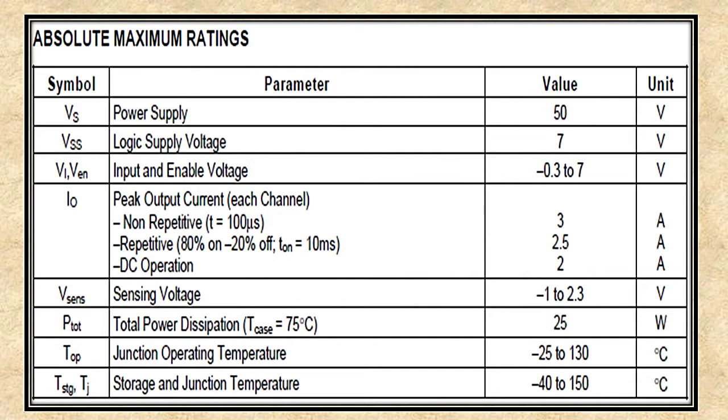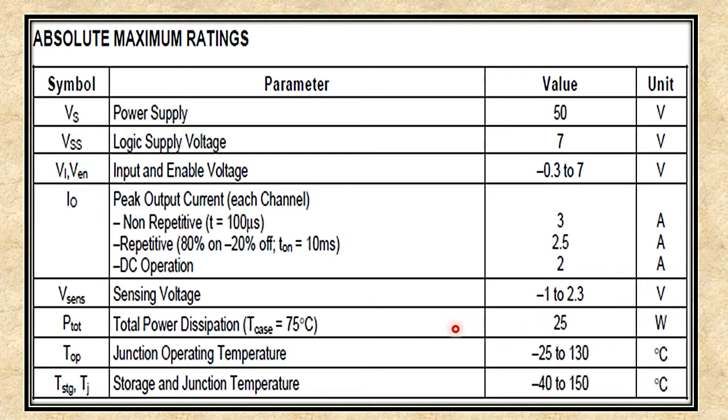Absolute maximum ratings. For the VS power supply, the maximum rating is 50 volts. And for VSS, that is logic supply voltage, the maximum rating is 7 volts. And VIN and VEnable, input and enable voltage, is between minus 0.3 to 7 volts. IO, that is peak output current, is 3 amperes non-repetitive, and for the DC operation it is 2 amperes. VSense, sensing voltage, is between minus 1 to 2.3.